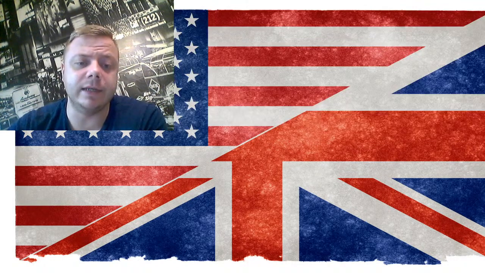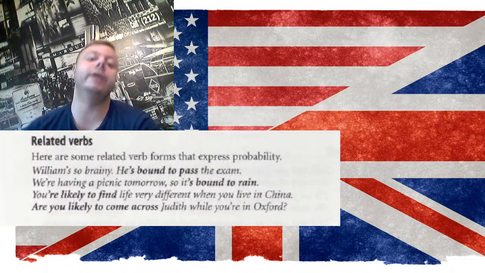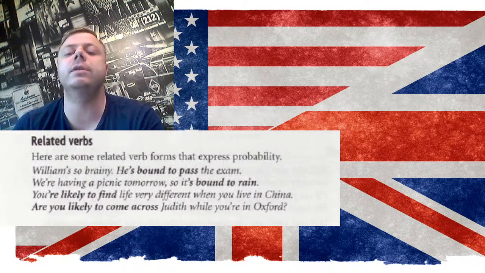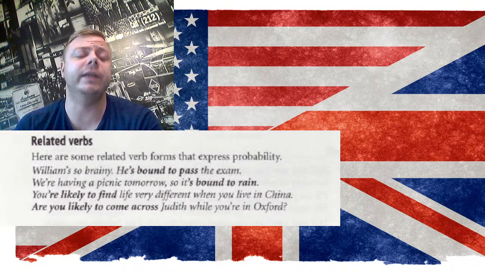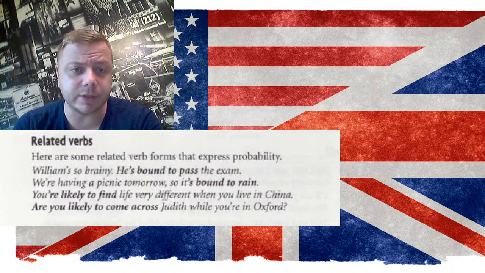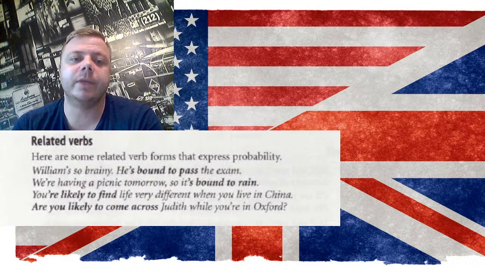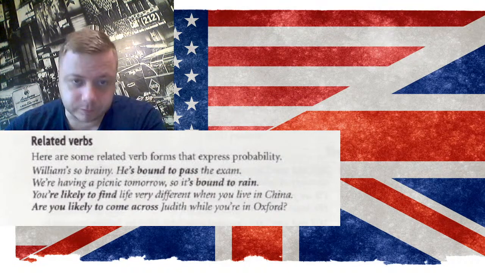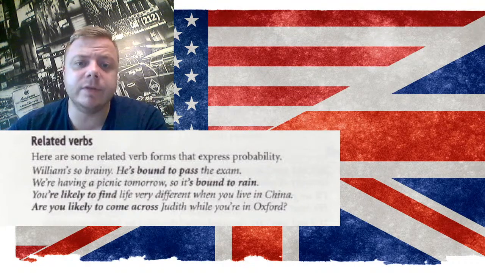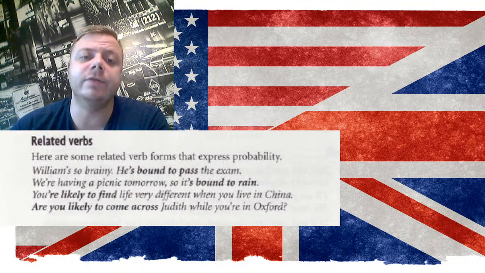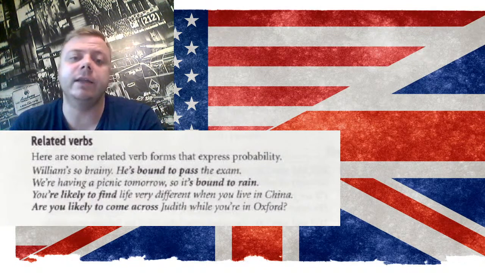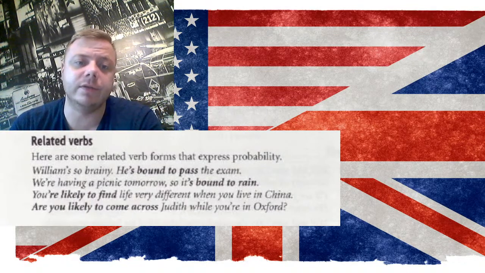And so the next ones are related verbs, right? We may not only use the modal verbs, but we can use some related verbs and constructions. So here are some of them. For example, William is so brainy, he's bound to pass the exam. We're having a picnic tomorrow, so it's bound to rain. You're likely to find life very different when you live in China. Are you likely to come across Judith while you're in Oxford?